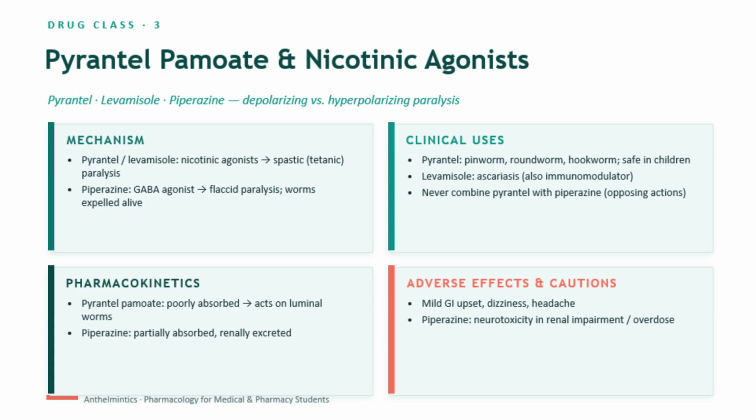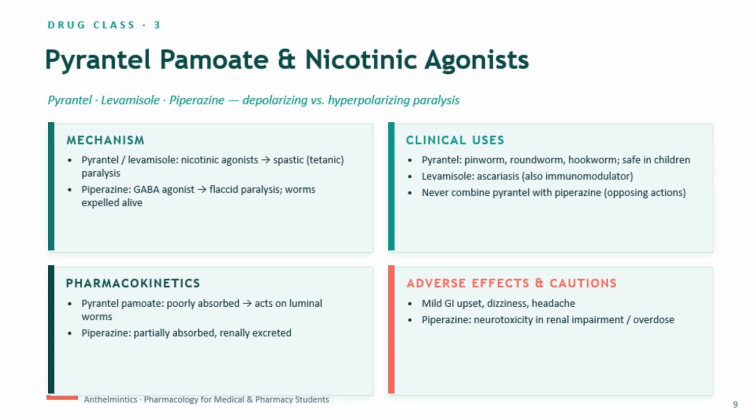Now to the nicotinic agonists, and this is an exam favorite because of a lovely contrast I want you to lock in. Pyrantel and levamisole are nicotinic agonists. They cause spastic or tetanic paralysis. Piperazine, on the other hand, is a GABA agonist. It causes flaccid paralysis and the worm is expelled alive.